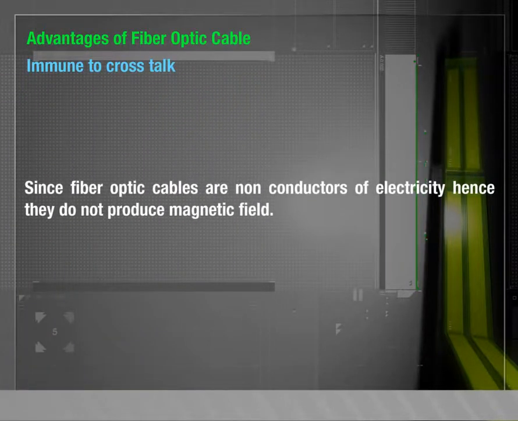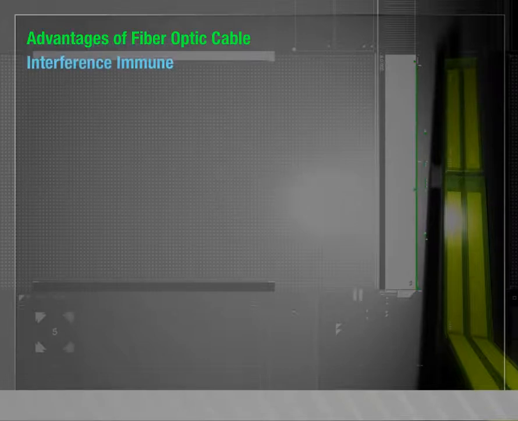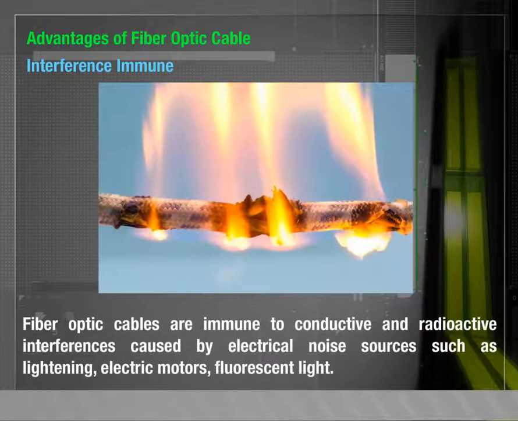Immune to crosstalk. Since fiber optic cables are non-conductors of electricity, they do not produce a magnetic field. Thus, fiber optic cables are immune to crosstalk between cables caused by magnetic induction. Interference immune. Fiber optic cables are immune to conductive and radioactive interferences caused by electrical noise sources such as lightning, electric motors, fluorescent light.